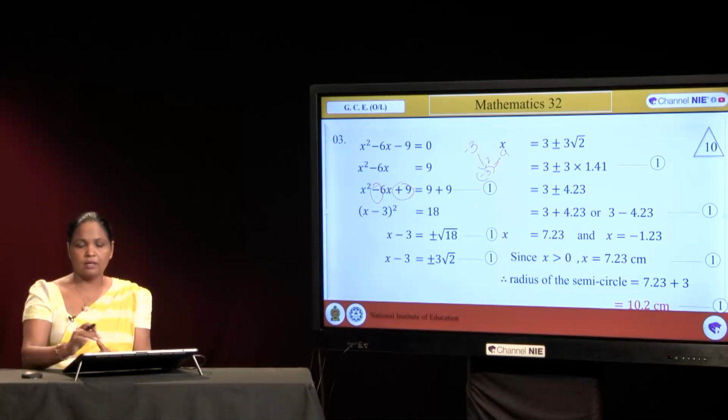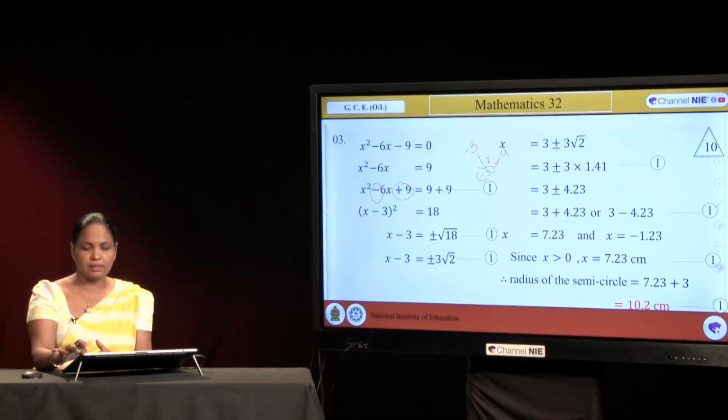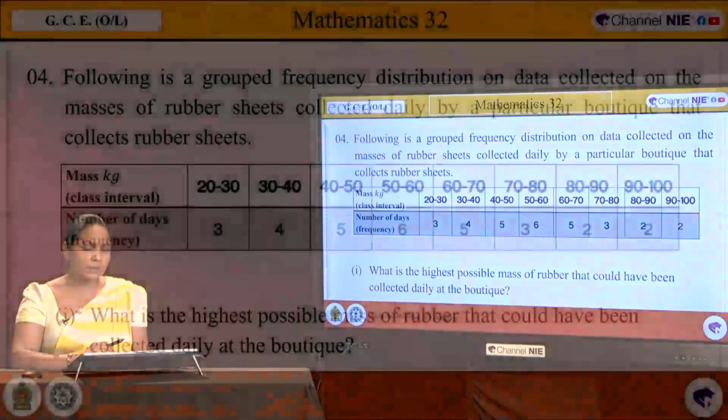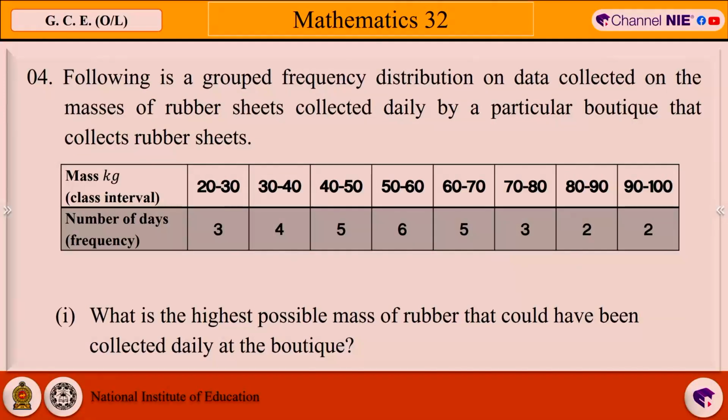Now we are going to discuss the fourth question. Are you ready? Okay, let's go on. Following is a group frequency distribution on data collected on the masses of rubber sheets collected daily by a particular boutique that collects rubber sheets. Right, they are given in kilograms. You can see the frequency distribution.